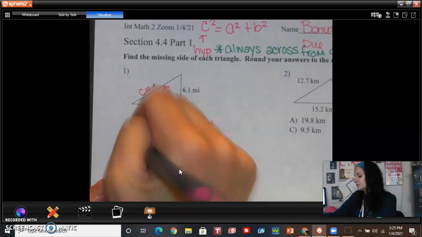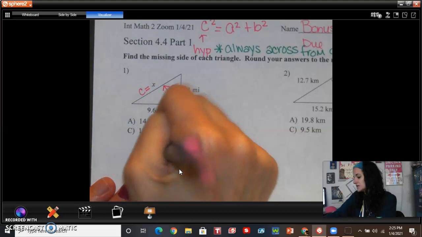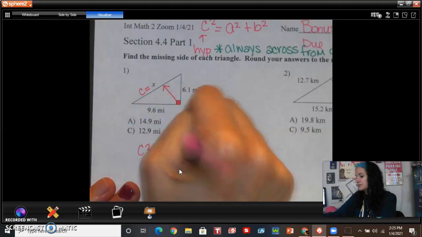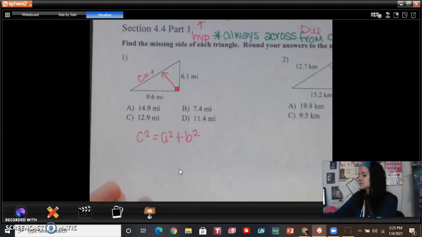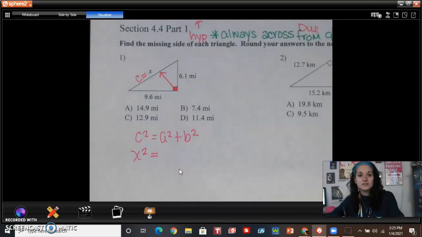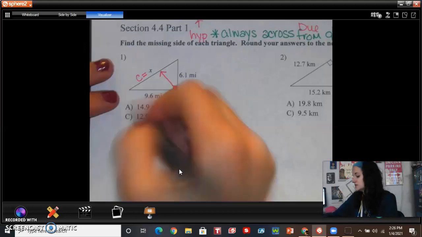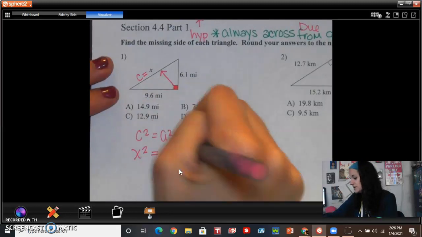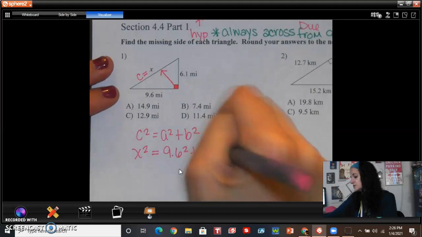So if I write my formula, C squared equals A squared plus B squared, I'm going to plug in what I find for C. So I've got X squared equals, and then you just take the other two bits of information you know and plug it into the rest of the formula. So we can say 9.6 squared plus 6.1 squared.